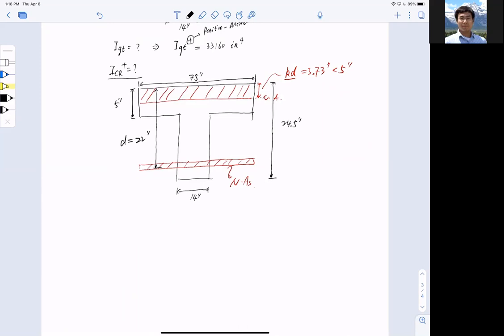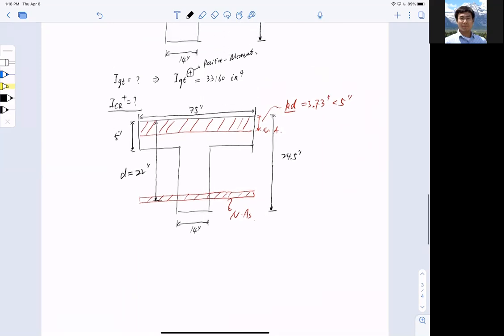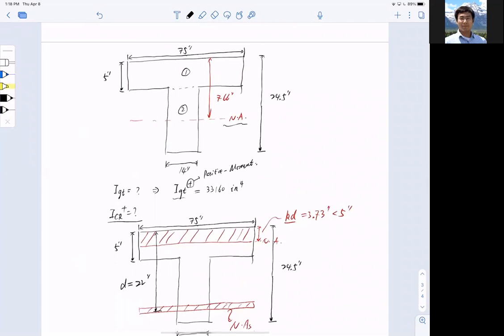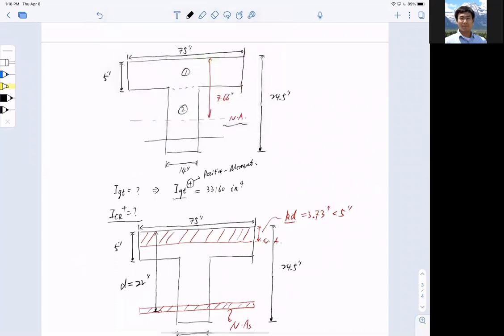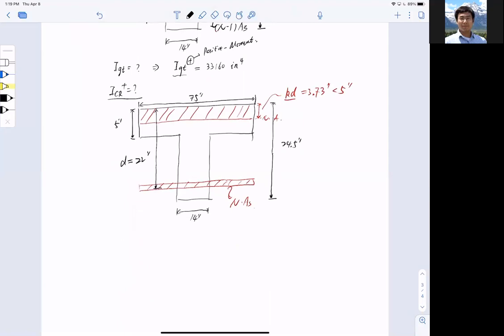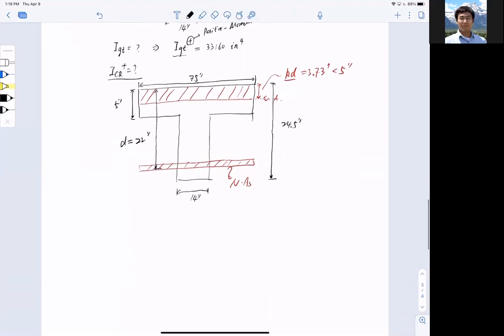Now, if you're looking at this, you may ask a question: when I calculate IGT, do I need to convert the area? Yes, you do. I forgot to mention that you also need to convert the reinforcement into concrete here by this strip, and this little wing here, (n minus 1)As. And again, the depth here is 22 inches. But for this cracked moment of inertia, this is what I end up with.